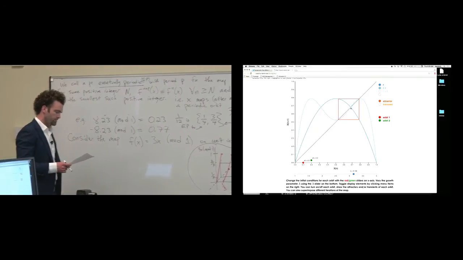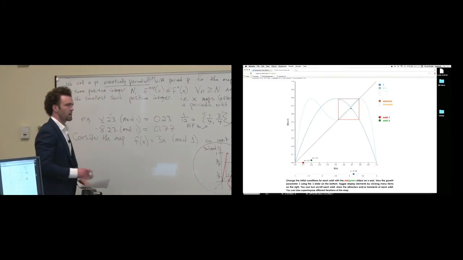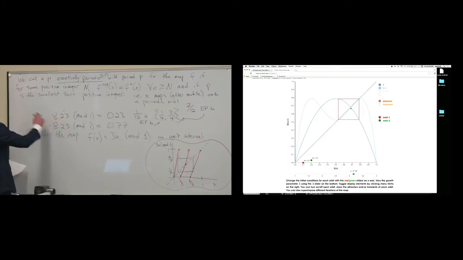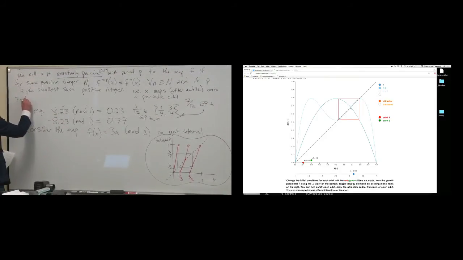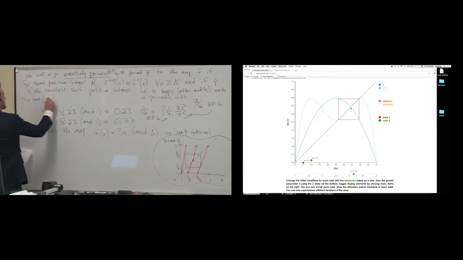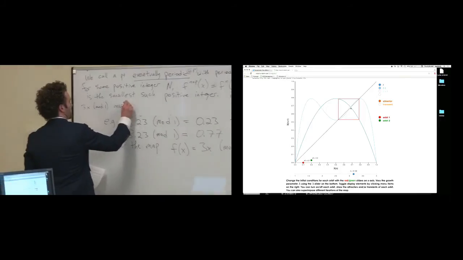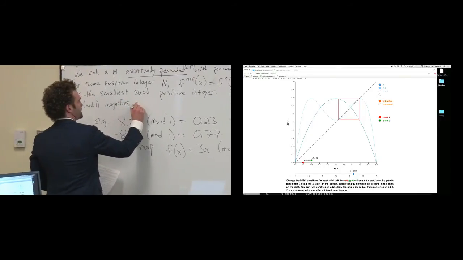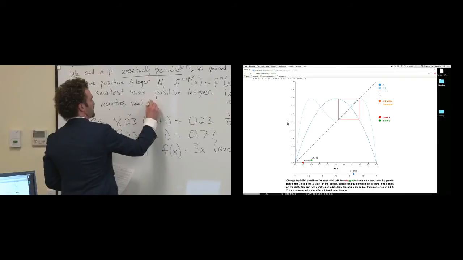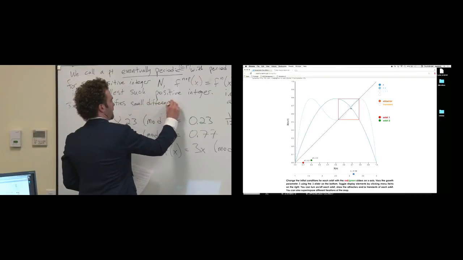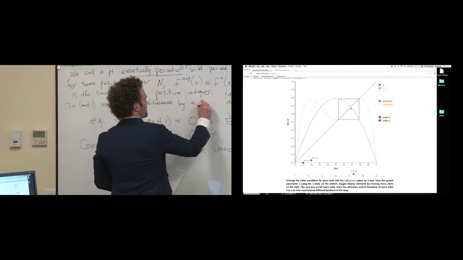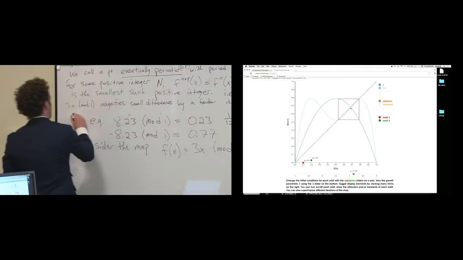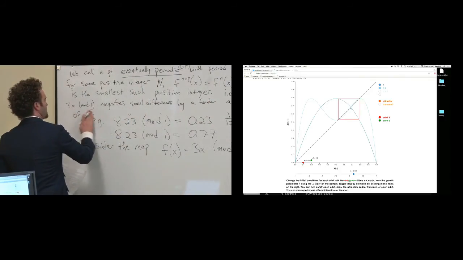OK. So this 3x mod 1 map magnifies small differences between 2 points by a factor of 3 each iterate.